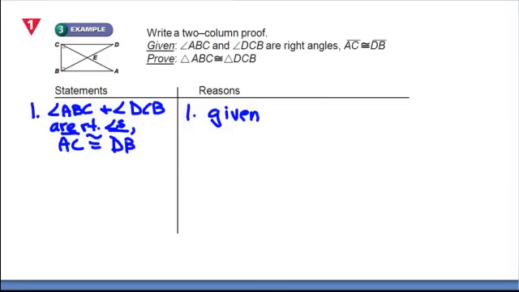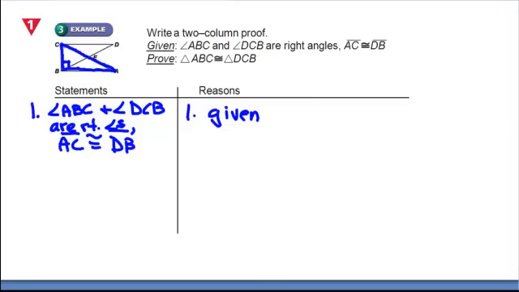We're going to try to prove these triangles, and I'm just going to show you triangle ABC. Notice these are overlapping triangles. Here's triangle ABC. What kind of triangle is it? Well, because angle ABC is a right angle, this must be a right triangle. And the same with the other triangle.